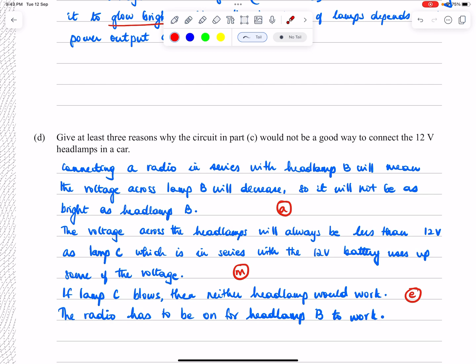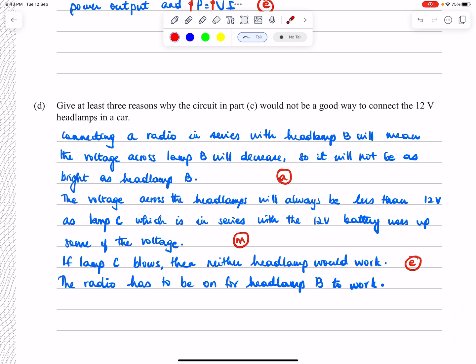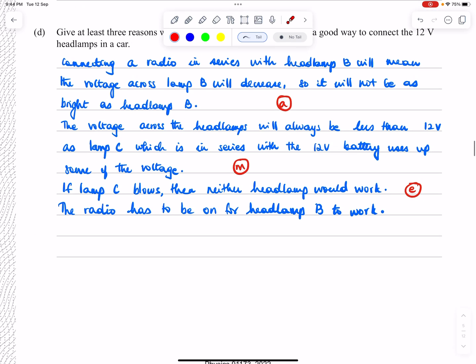Then the voltage across the headlamps will always be less than 12 volts, because some voltage is always used by lamp C, so it will never be at its full brightness. And the other thing is, if lamp C blows, then nothing will work because lamp C is in series. And also for lamp B to work, the radio has to be on because it's in series with the lamp. So you don't need all these reasons, you just need 3 of them.